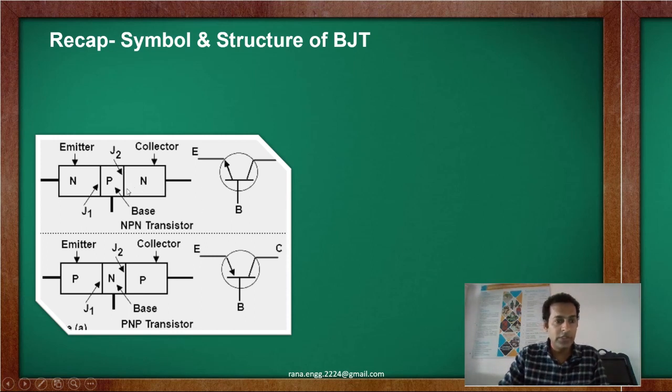And J2, the junction 2, is between base and collector. So it is also called the CB junction or J2. We have to remember this: we have two junctions for this transistor. And if we expand this particular structure, we can see how exactly it works inside.